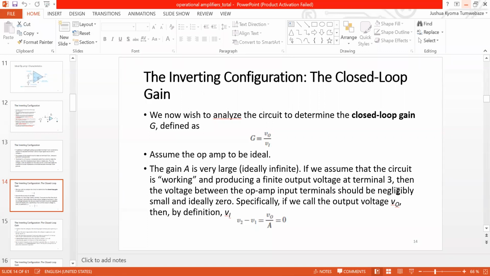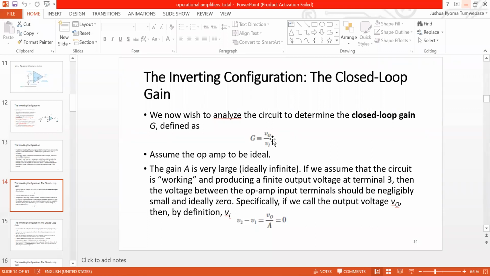And now that we have closed the loop in our amplifier circuit, we want to determine what we're referring to as the closed loop gain of the amplifier. We define the closed loop gain as the ratio V0 to Vi, okay? We define it as a ratio of output voltage to input voltage. So this is basically a voltage gain, okay?